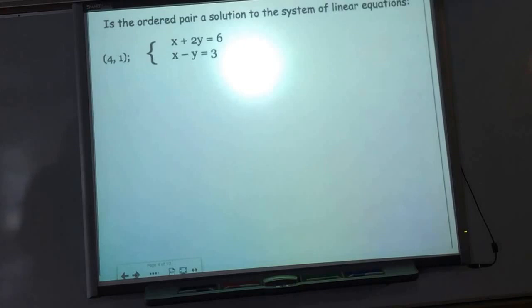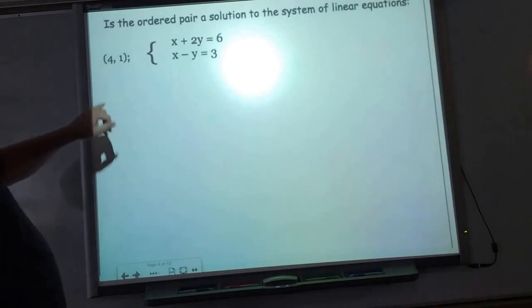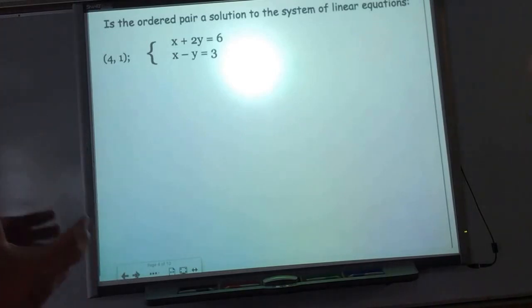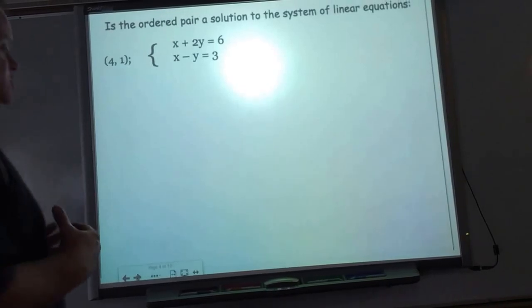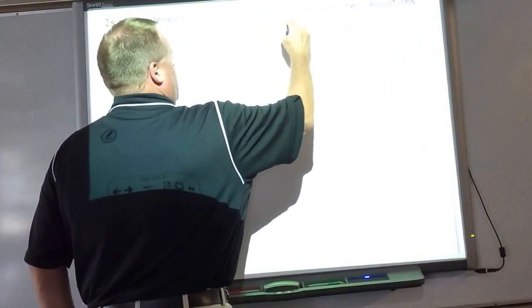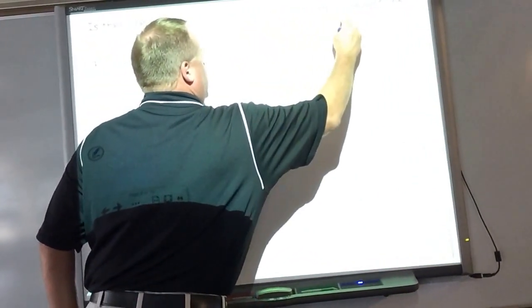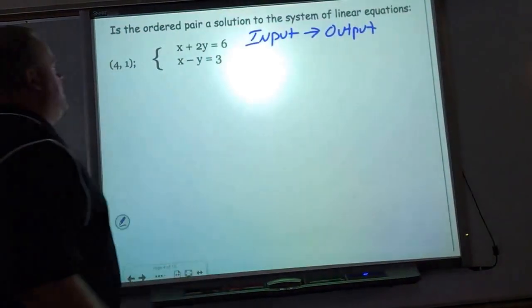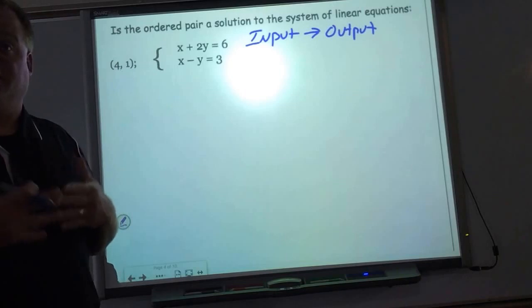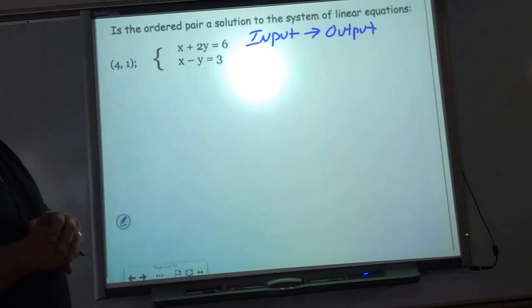All right. Is the ordered pair a solution to the system of linear equations? Well, I'm given the solution 4, 1. And now we need to know if it is truly a solution or is it just a set of numbers, right? And once again, I want you to think about the idea of an input and output. Input and output. This time I'm given what I need to input, and I want to see, does the output equal what it's supposed to be equal to?